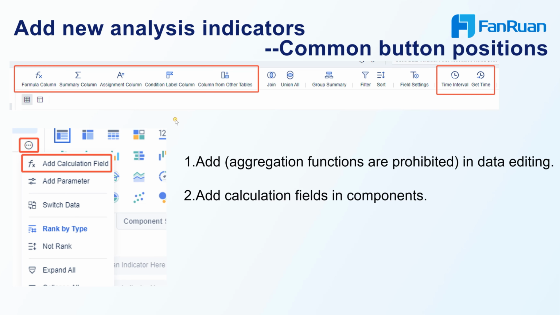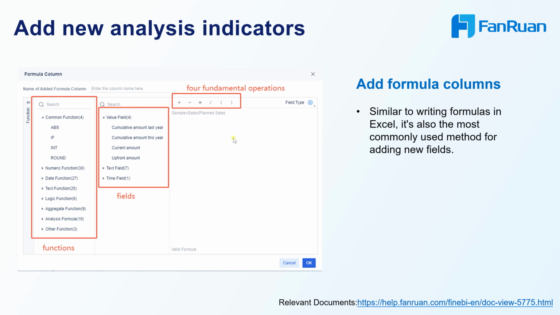The first method is to add a formula column. This is very similar to writing formulas in Excel and is the most commonly used method for adding fields. The process is simple. You write the formula, click Confirm, and a new field is generated.